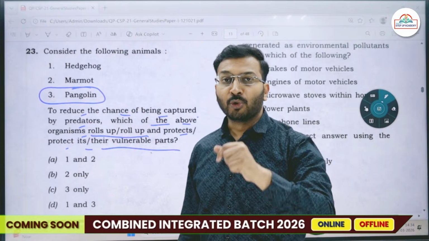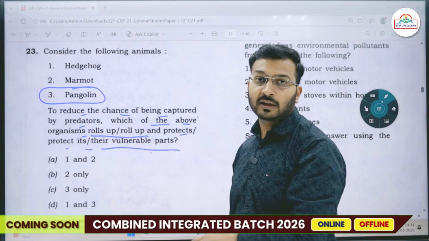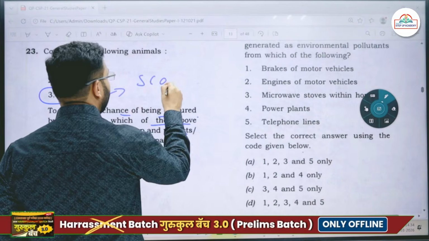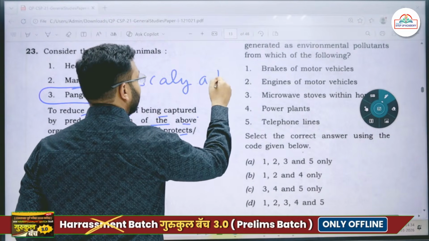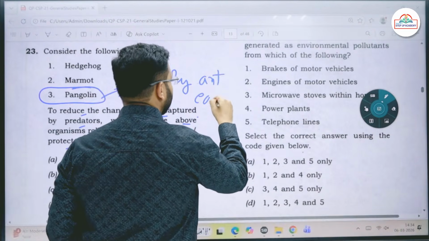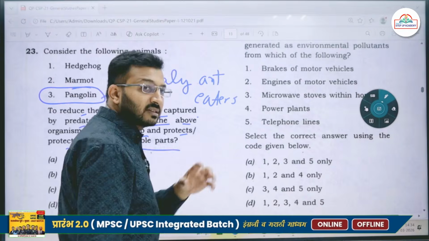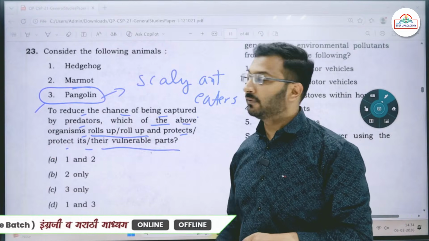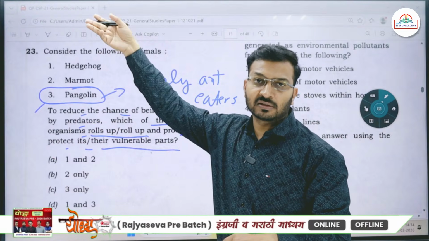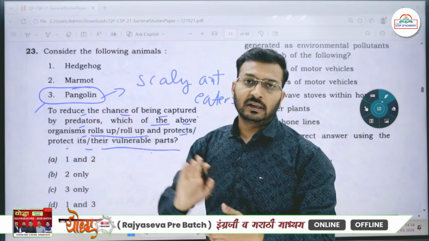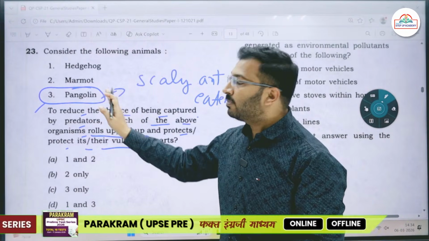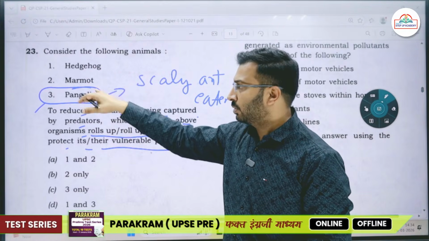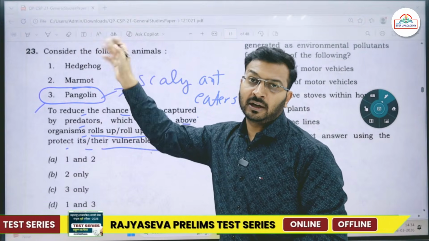This is the most traded or most trafficked mammal in the world. It is also called the scaly anteater. Okay? So it has scales upon it. If I talk about India, it is found in some regions in the northeastern parts and mostly found in China. So some species you should be thoroughly aware of. If I talk about marmot, I may not be aware of. If I talk about hedgehog, I might not be aware of.